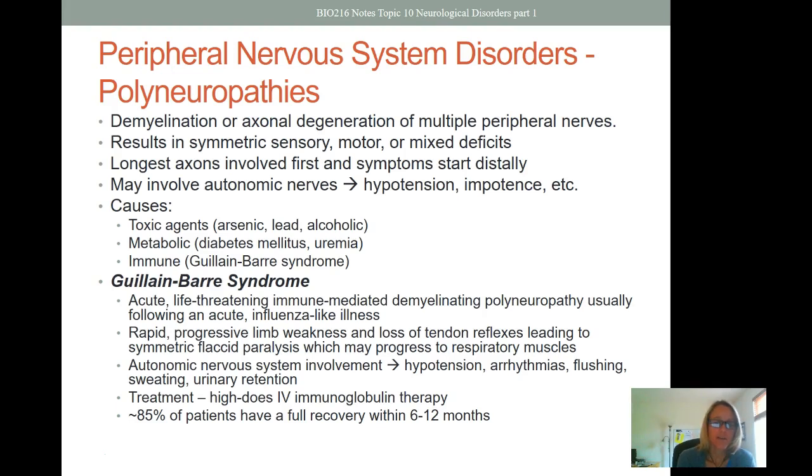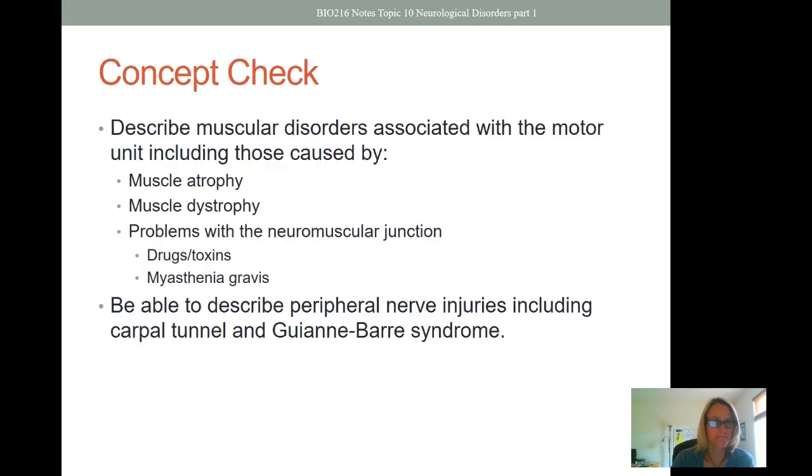If we have autonomic nervous system involvement, that can also cause hypotension, arrhythmias, flushing, sweating, and urinary retention. Treatment is with high doses of IV immunoglobulin therapy. Most patients have a full recovery in about 6 to 12 months. Okay, so take a look at the concept check and make sure you're following along.